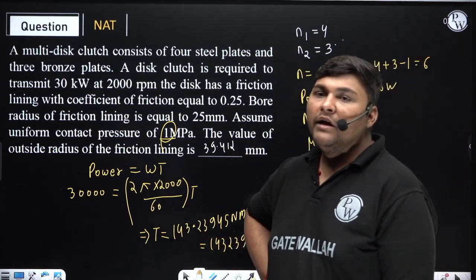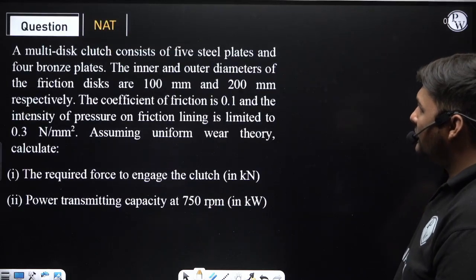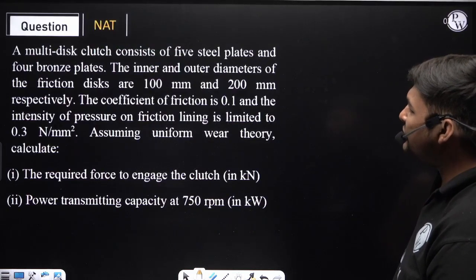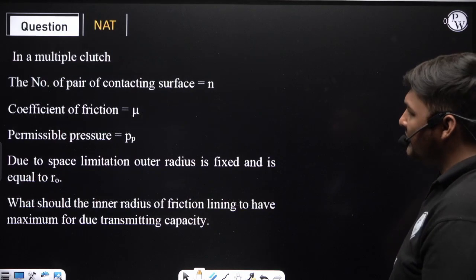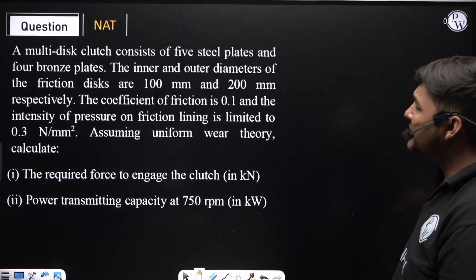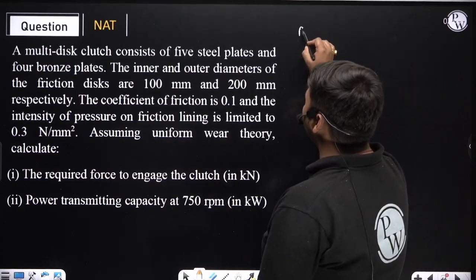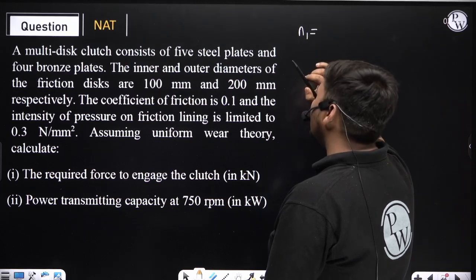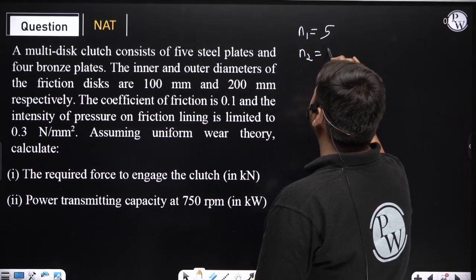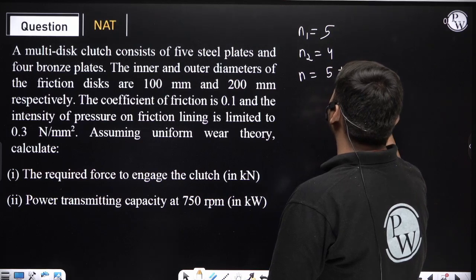Okay. Now we'll discuss one more question. This question is homework for you. I will discuss one more question, but this question is homework for you. I am giving just a hint. A multi-plate clutch consists of 5 steel plates and 4 bronze plates. Means number of plates on driving shaft is 5, and number of plates on driven shaft is 4. So you can calculate number of pairs of contacting surface, which will be equal to 5 plus 4 minus 1, that is 8.